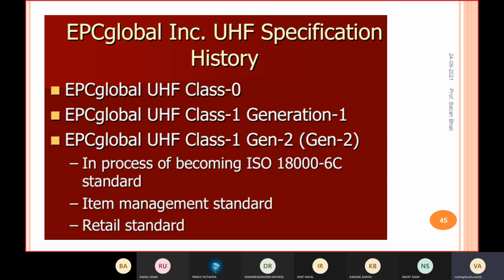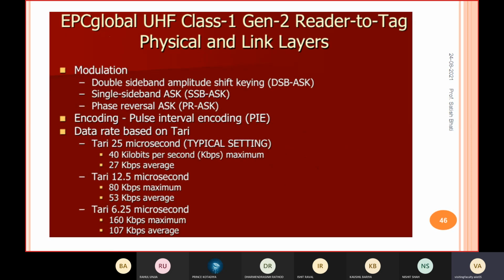If we look at the history, starting from class 0, class 1, and nowadays class 1 generation 2, right? And this latest one is in the process of becoming an ISO standard, right? It is used in item management or retail, the main application. So that's why it's the item management standard and retail standard, right?